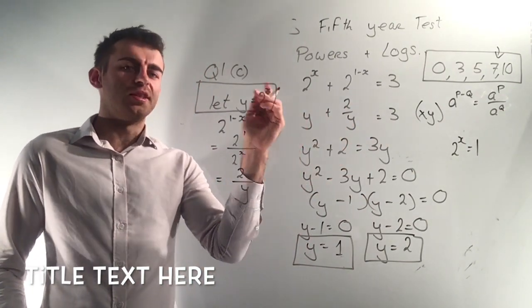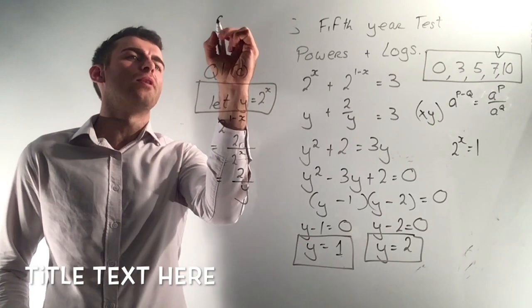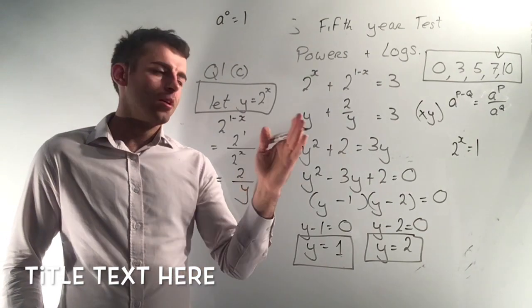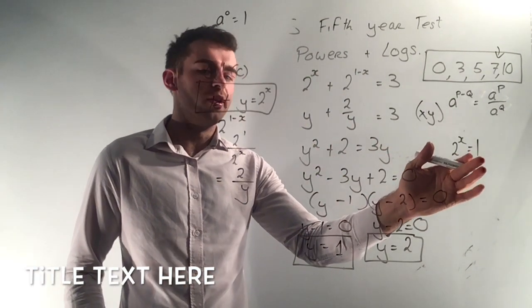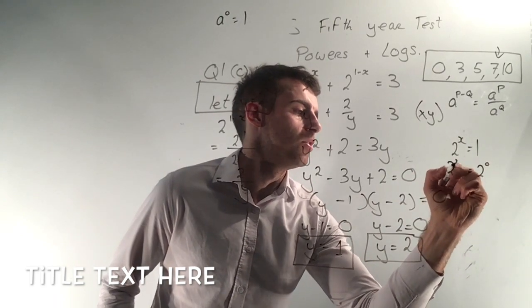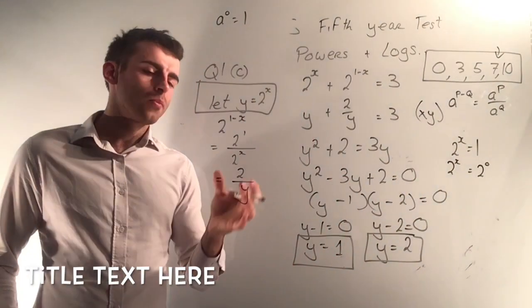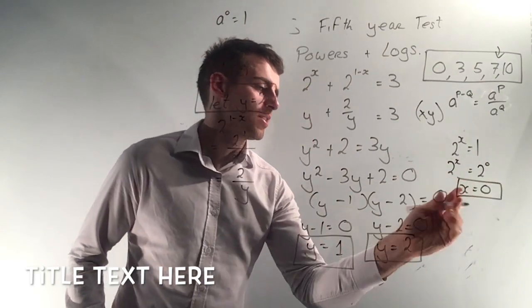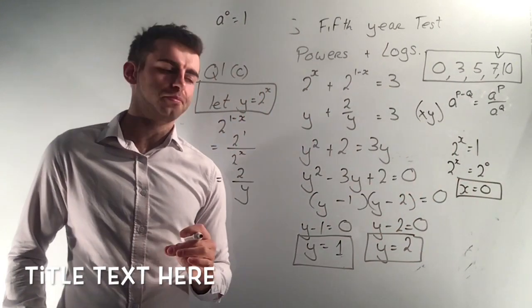But the easier thing to do here is to use your rule of powers that says any number to the power of 0 equals 1. So you should recognize that if this is a 1, I can actually rewrite that as 2 to the power of 0. So I have 2 to the power of x equals 2 to the power of 0. So clearly that means that x equals 0. So my first answer in that scenario is that x is equal to 0.